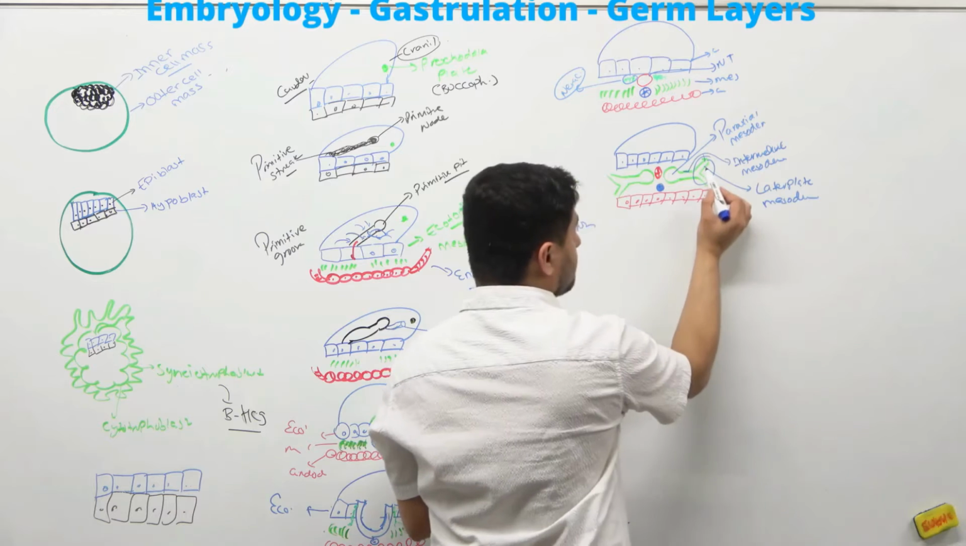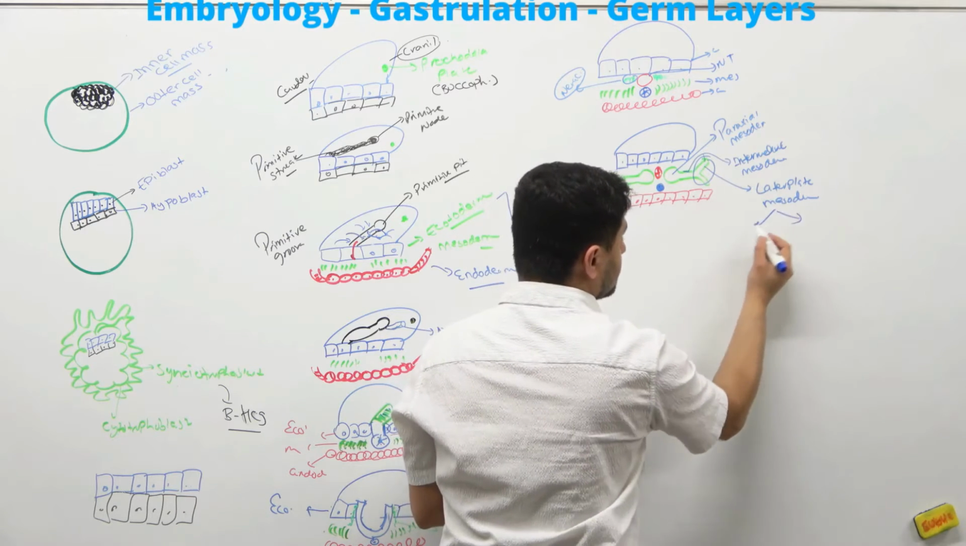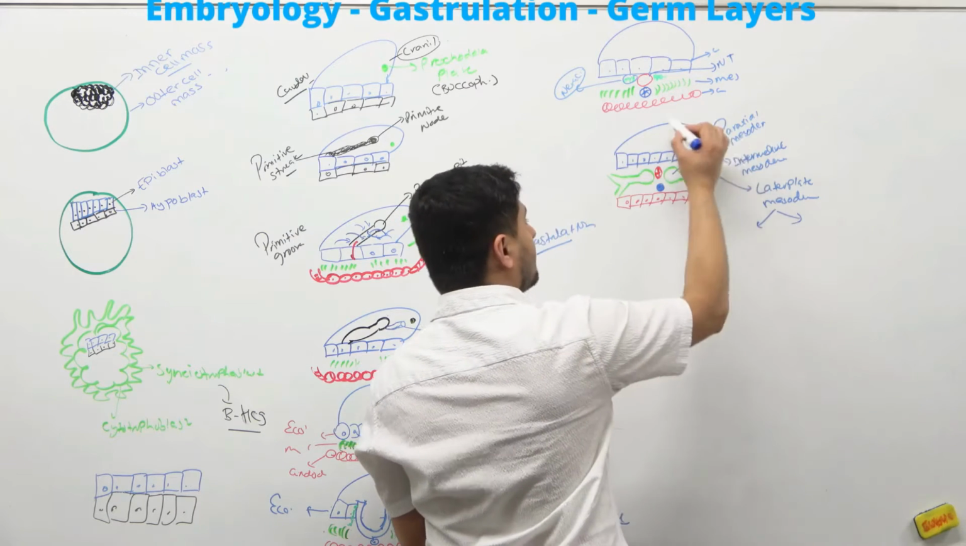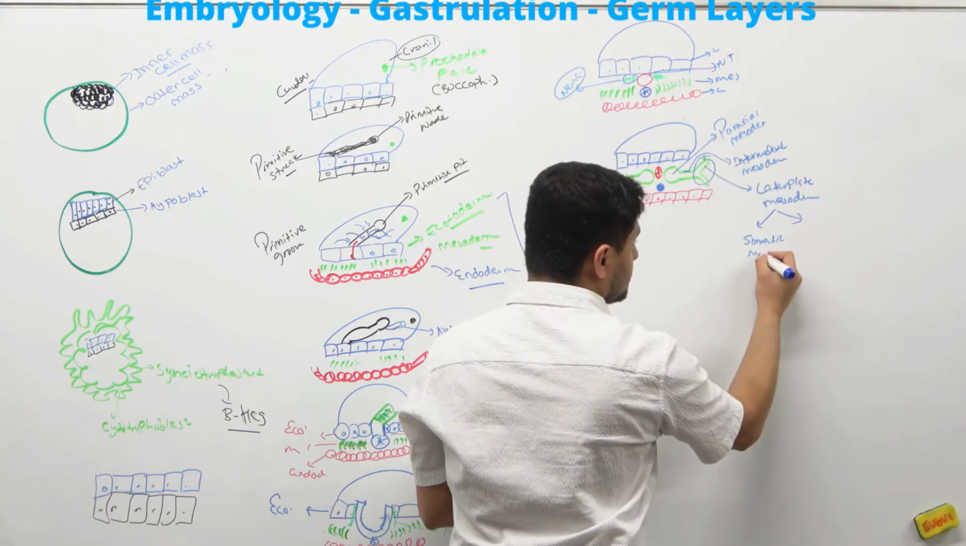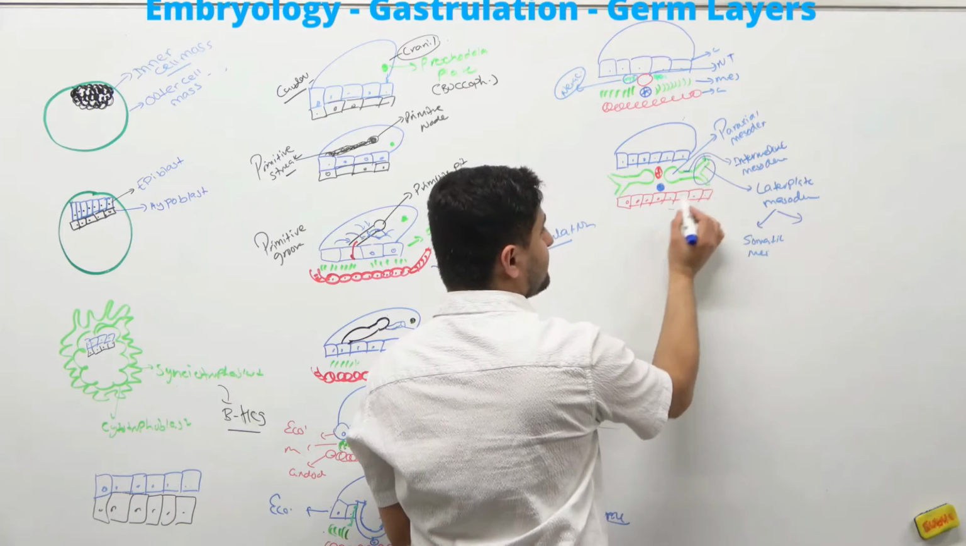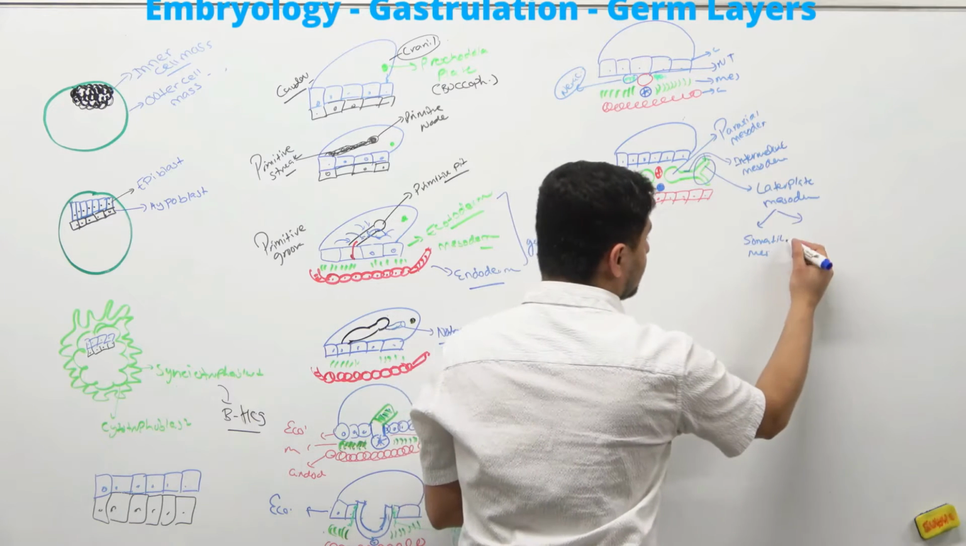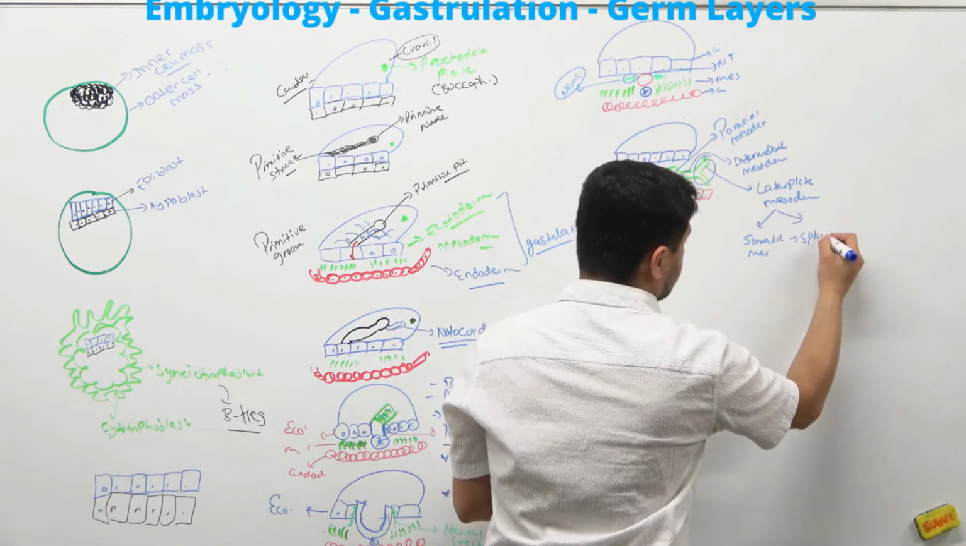But within the lateral plate mesoderm, there are divisions, okay? If it's going to make the layers on top here, we call it the somatic mesoderm. If it's going to make the viscera, then basically we call it the splanchnic mesoderm.